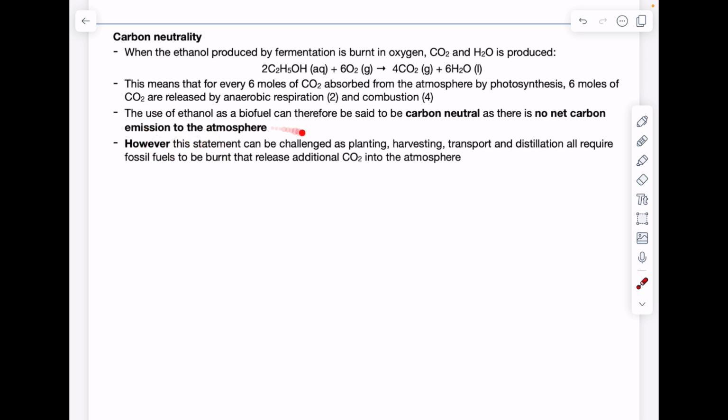However, we can challenge this due to the various processes involved in planting the sugarcane, harvesting it, transporting it. Often those vehicles involve the burning of fossil fuels, which remember releases carbon dioxide. So it's probably unfair to say that using ethanol as a biofuel is entirely carbon neutral.